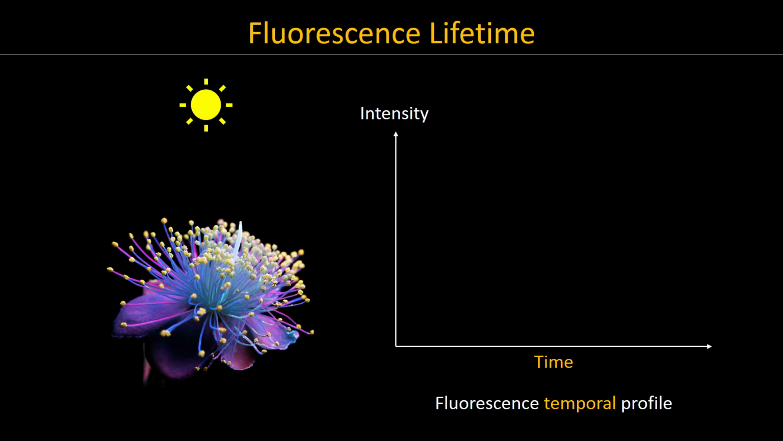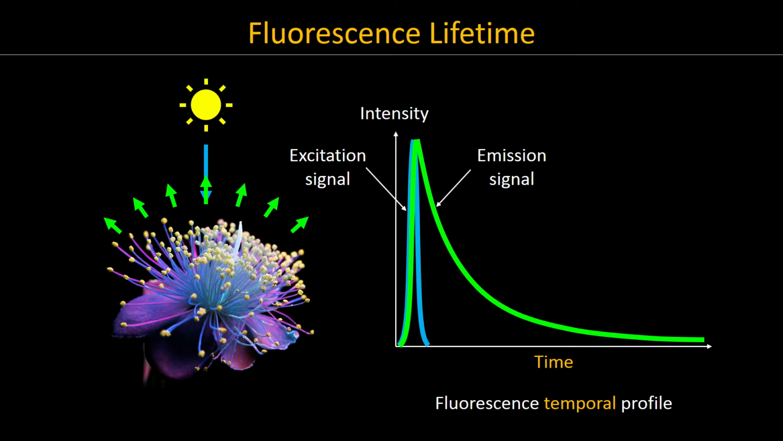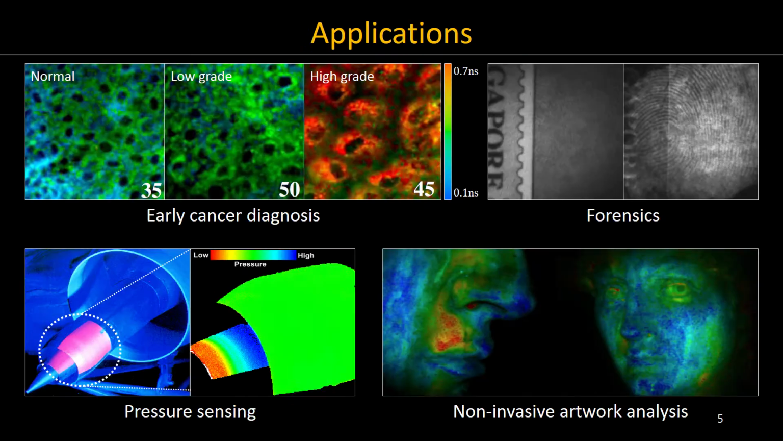If a fluorescent material is illuminated with a short light pulse, the intensity of the emitted light decays exponentially over time, as shown in the figure on the right. The rate of this exponential decay is called the fluorescence lifetime. The fluorescence lifetime provides important information about material properties which are often not available in the fluorescence spectrum.